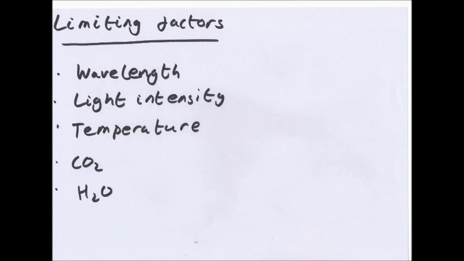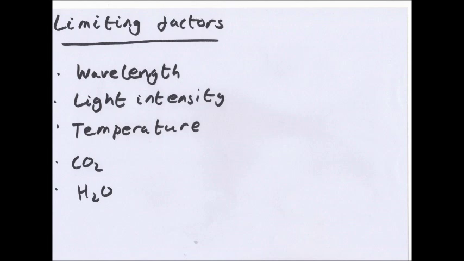Limiting factors. A limiting factor is the factor that is present at the lowest or least favourable value. And there are 5: wavelength, light intensity, temperature, carbon dioxide and water. I'll very quickly go through them.